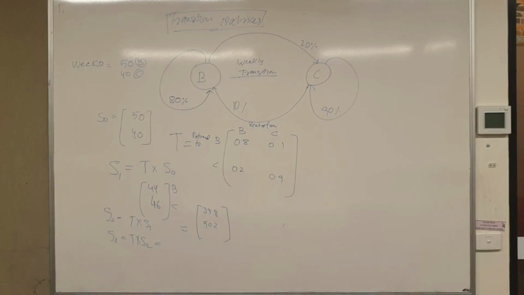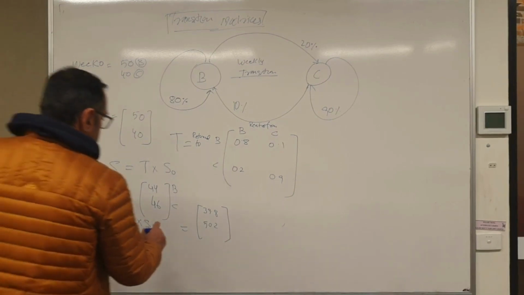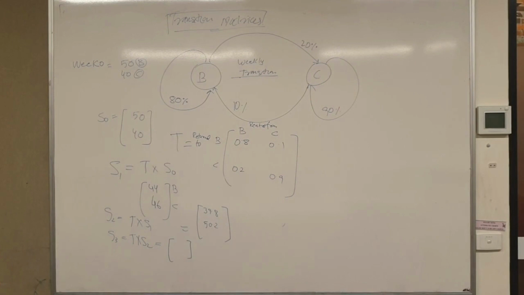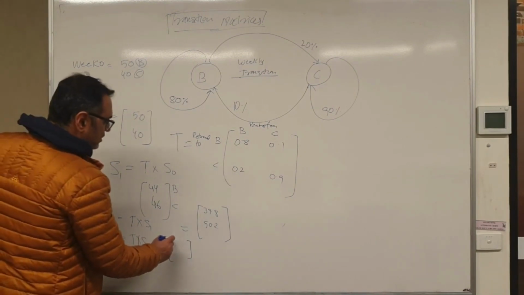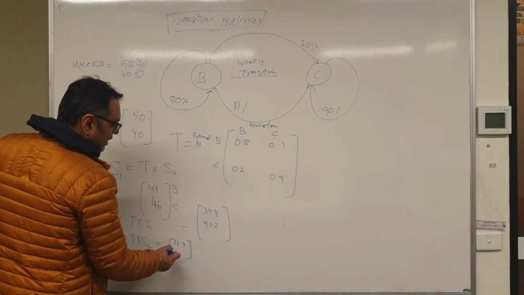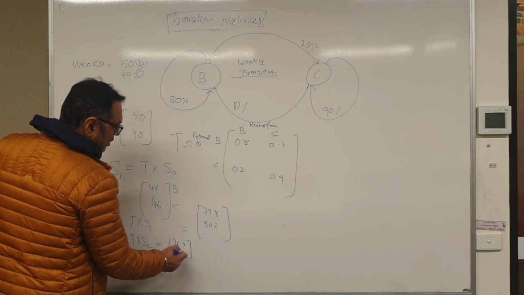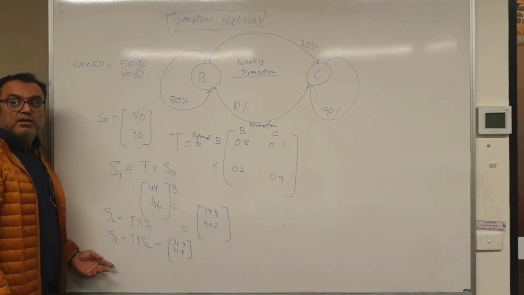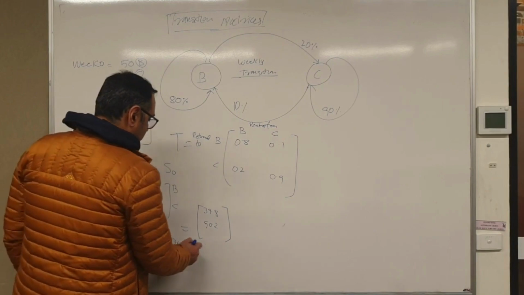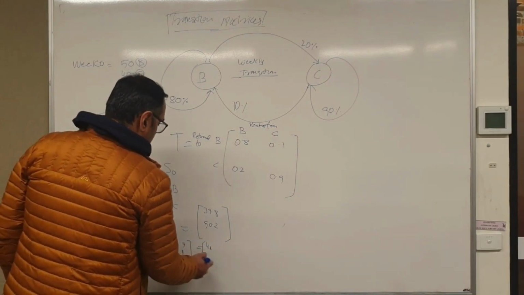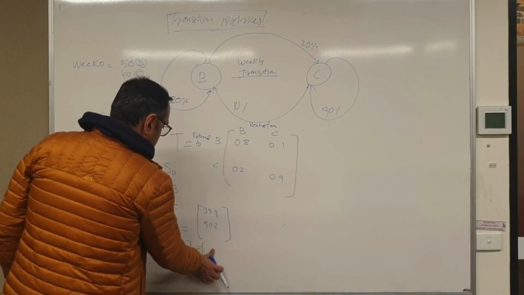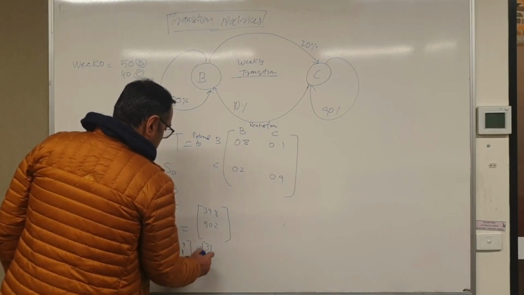What is S3? 36.86 and 53.14. Now the question asks, find the number of cars in the third week. Then you say, this is like 37 cars here, and 53 cars here.